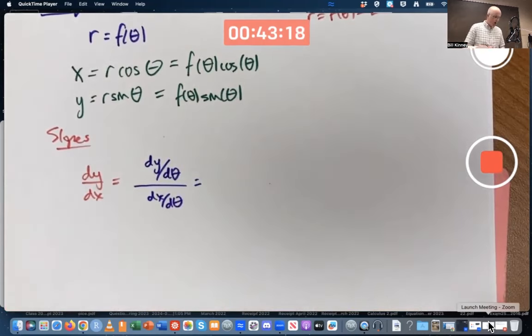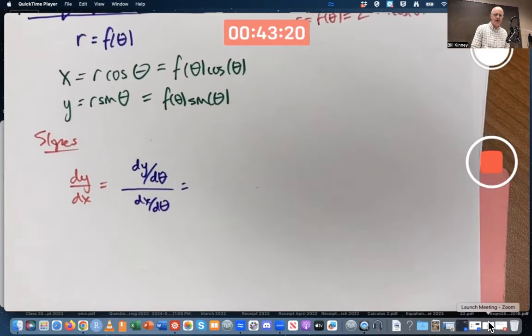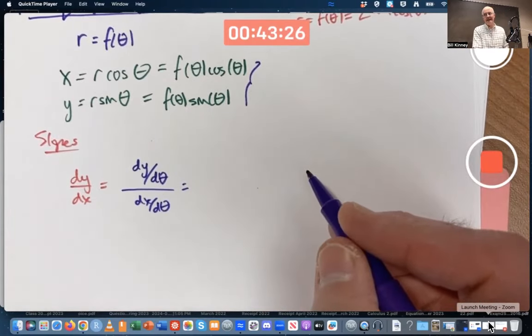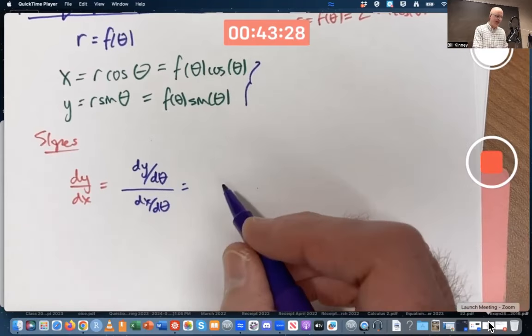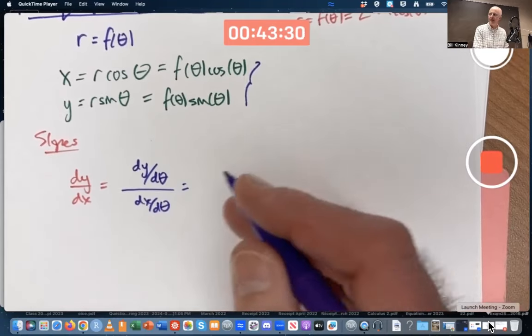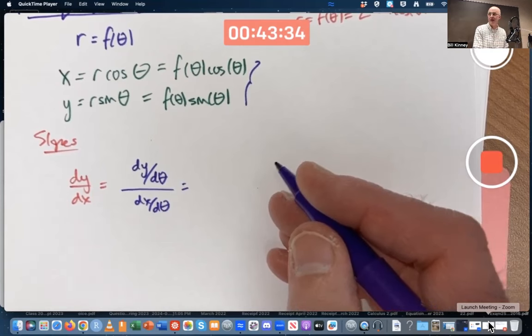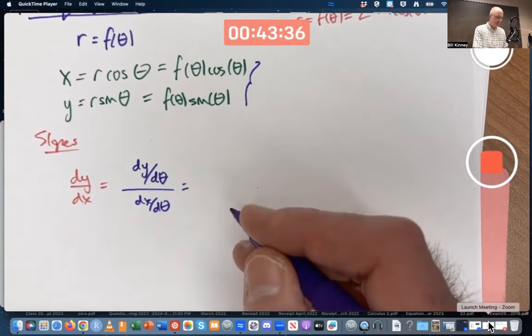All right, so could this be simplified? Yeah, we can use these equations, though it's not going to look simpler when I simplify it. It'll just be written in terms of f and its derivative f prime. So you might say, even though it's not going to look simpler, it might be better.